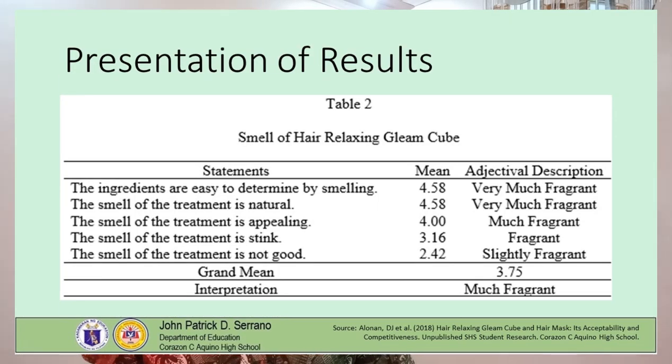Another example. This time, a lot simpler ang ating presentation of data compared to the previous example. This is a study where the researchers developed a new hair relaxing product. They are trying to present an assessment of the smell of their product. In your tables, if you could arrange your results in descending order, that's good. In this example, the results are arranged from highest to lowest. I like that. This is our presentation of data. It is done in tabular form.